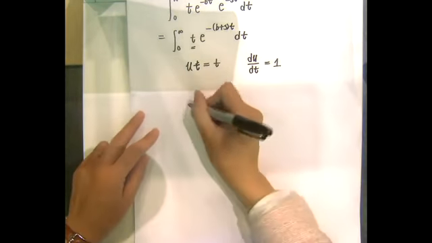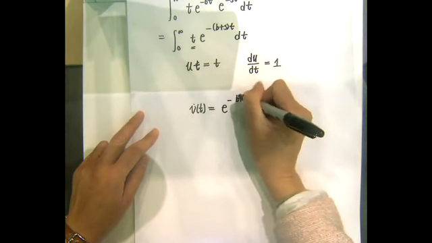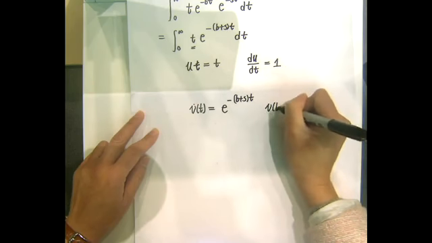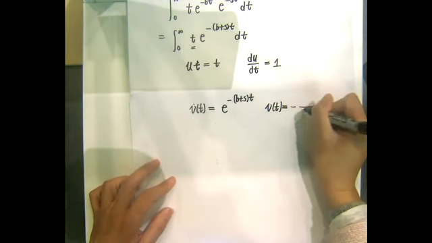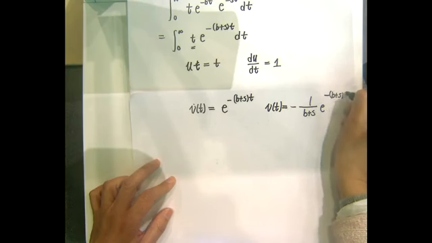And I will consider my e minus (b plus s)t as my second variable. I will consider my v'(t) to be e minus (b plus s)t, and my v(t) should be, taking the integral, minus 1 over (b plus s) times e minus (b plus s)t. Maybe I should change to this one as well, so that both of you can see clearly. We all can see clearly from this side, this side. Is that better? Okay.